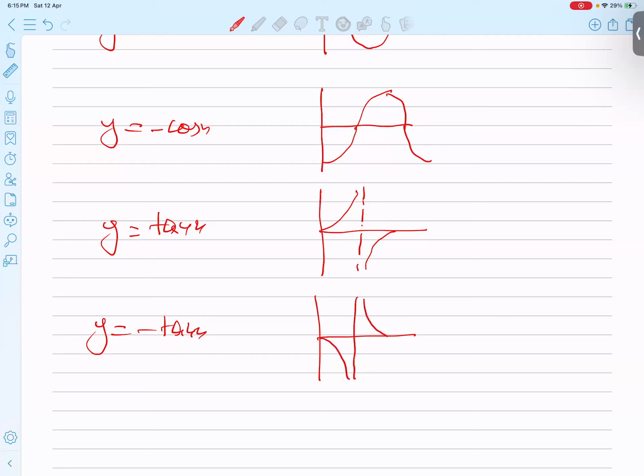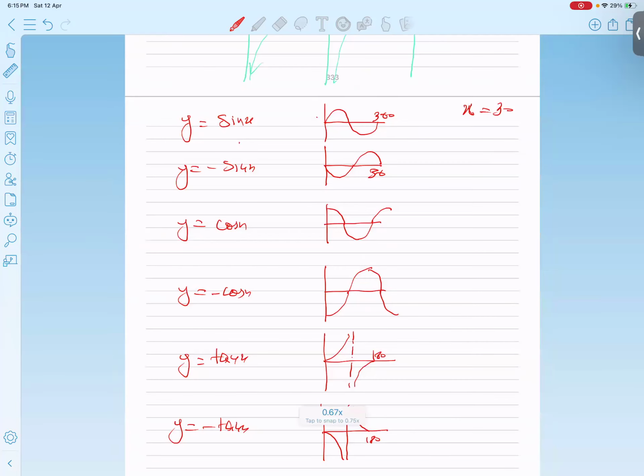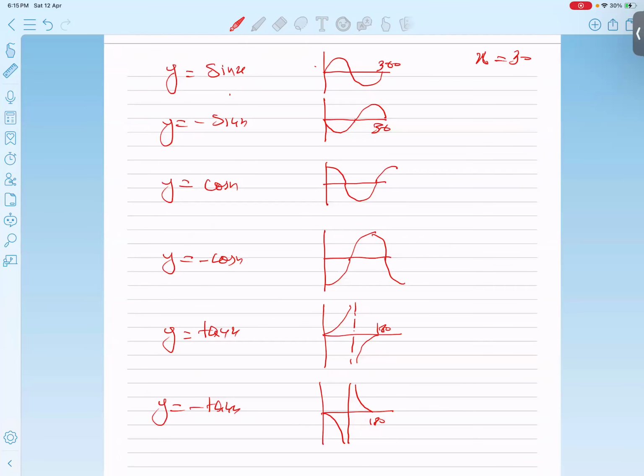And I believe you people are understanding very well, and the concept is very clear. All these graphs I inform you in advance, so you should try them yourself. And the topic of trigonometry graph functions is completely over.